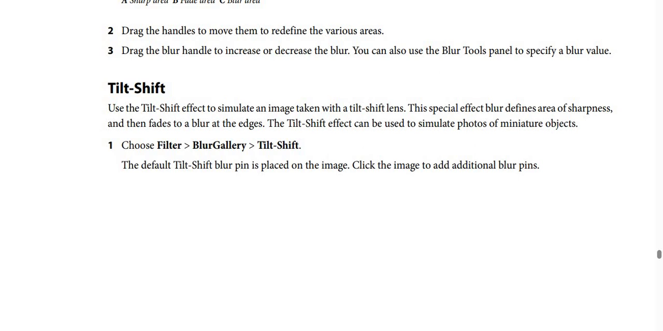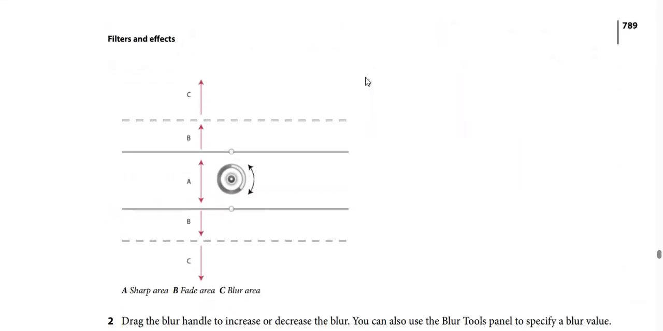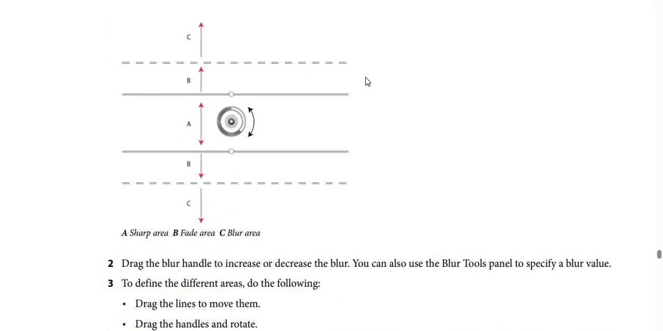We have steps again here. Step number 1, choose Filter first, then choose Blur Gallery, then choose Tilt-Shift. The default tilt-shift blur pin is placed on the image, and you can click the image to add additional blur pins, like in the next screenshot. The next image explains it for you. We have A, B, and C. A is the sharp area, B is the fade area, and C is the blur area.